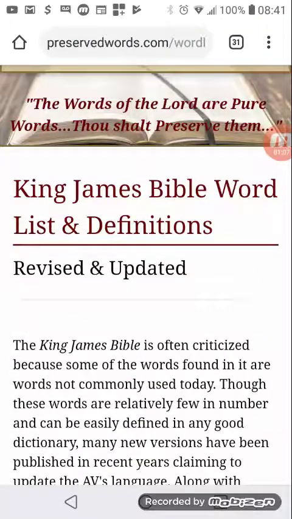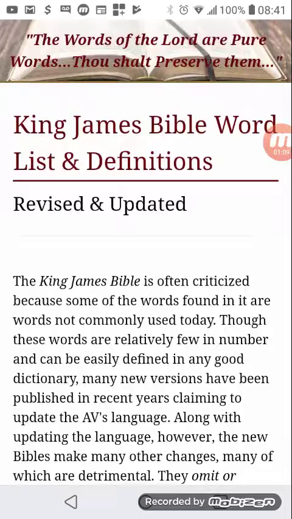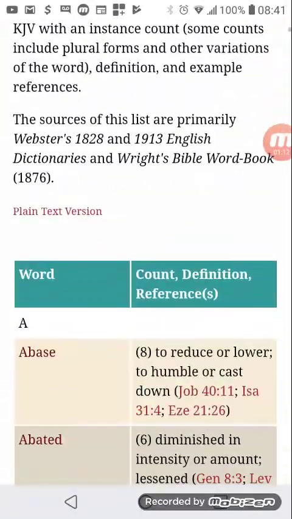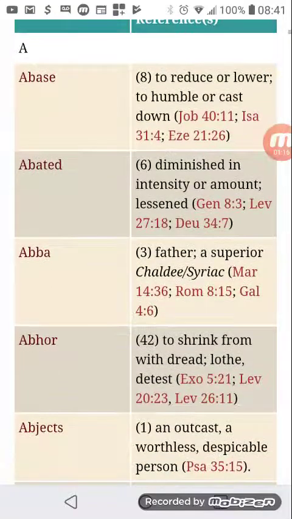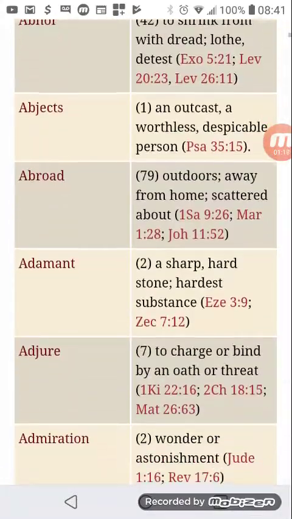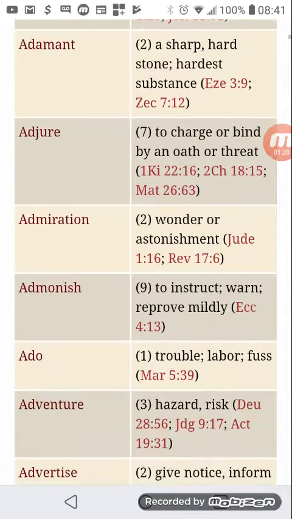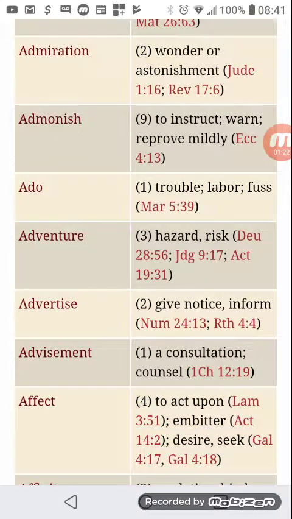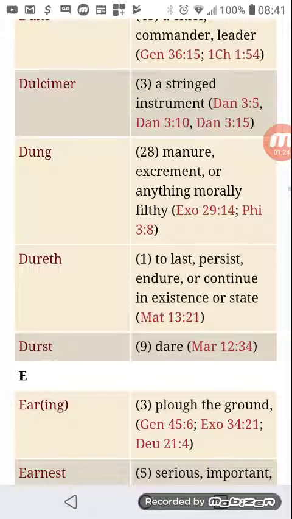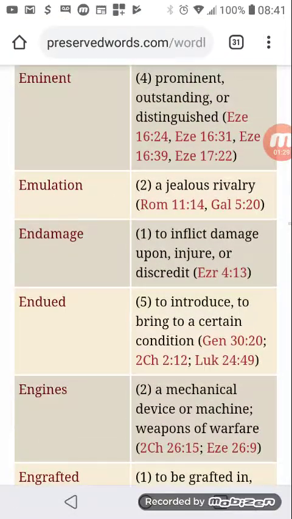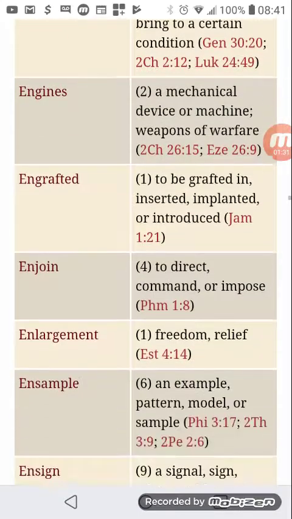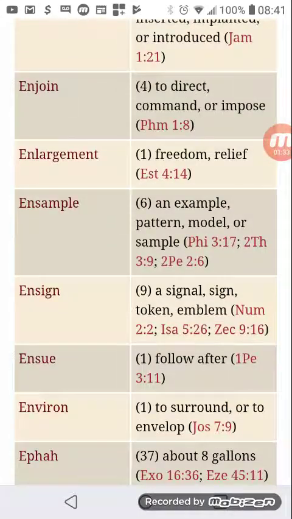This is it right here. It says King James Bible word lists and definitions, revised and updated, so they keep up to date with it. It has A through Z, and it has many words in here. Adamant. Here, let me go to some more. Damaged and grafted. It doesn't give the Hebrew or the Greek origins.